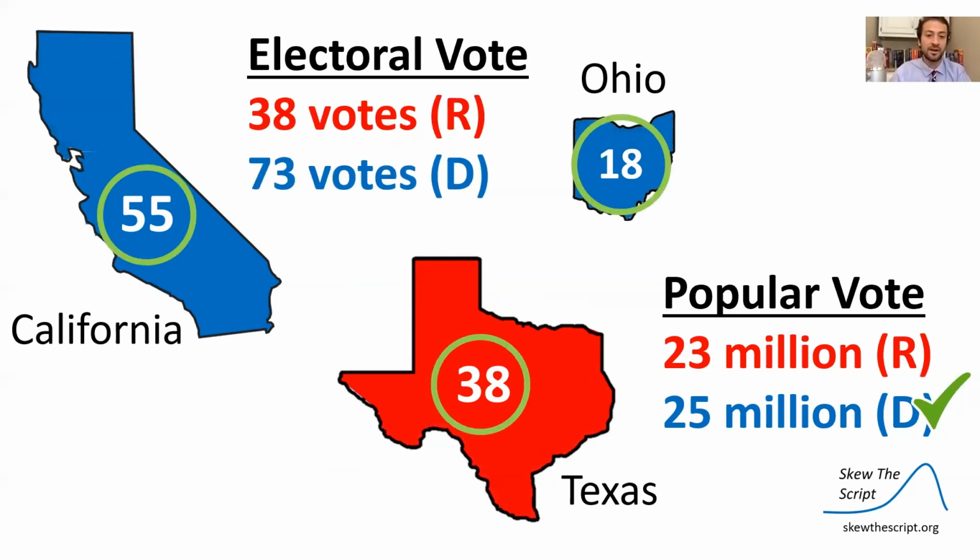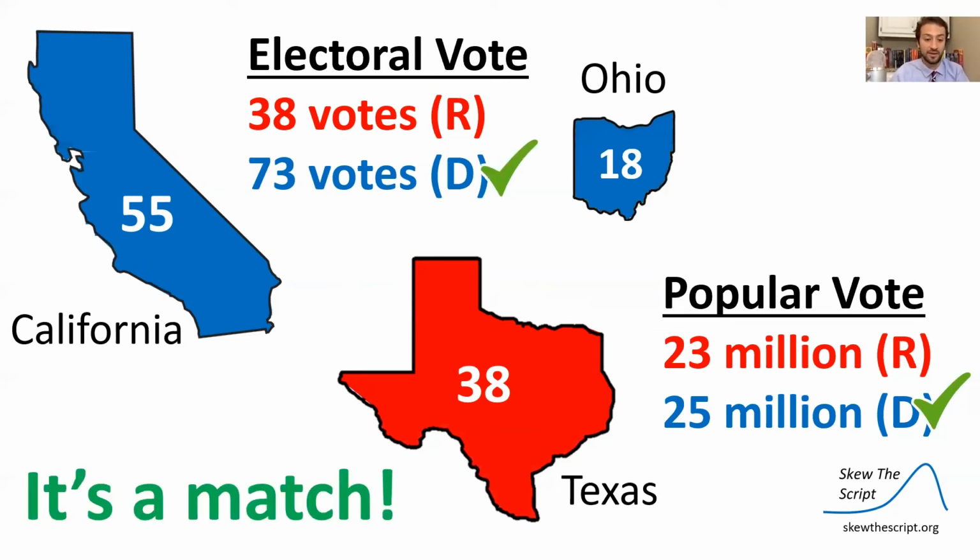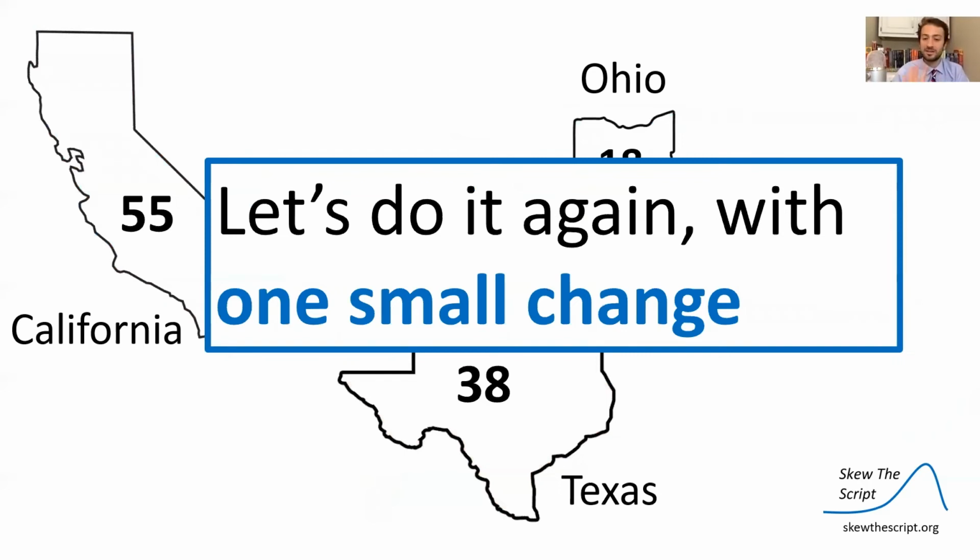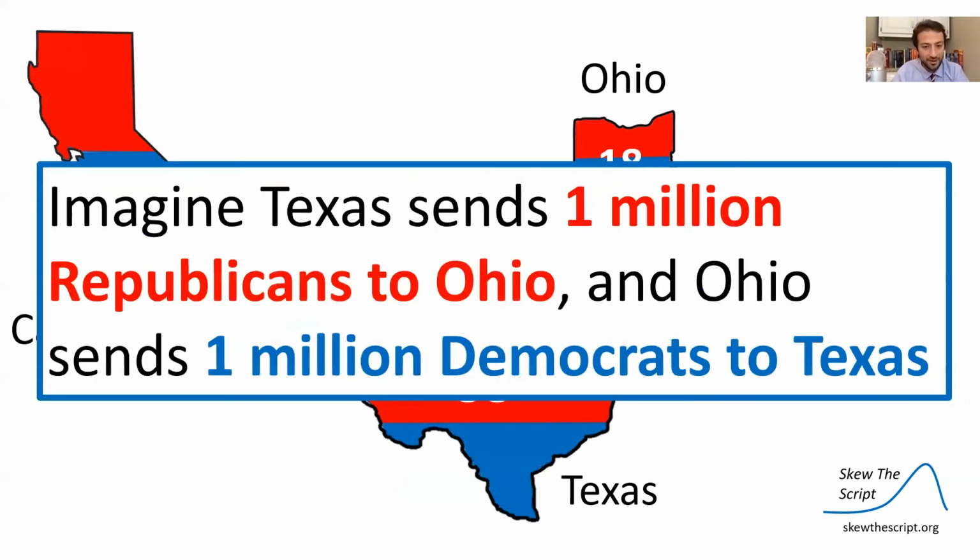And you can see here, the Democrat will get 73 electoral votes. The Republican will get 38 of Texas votes. In this case, the Democrat wins in the electoral vote as well. So the electoral vote and the popular vote are a match in this case. So let's do it again, but with one very minor change.